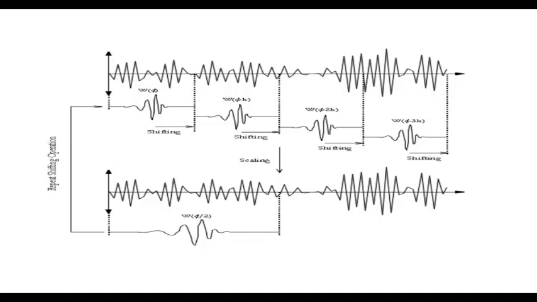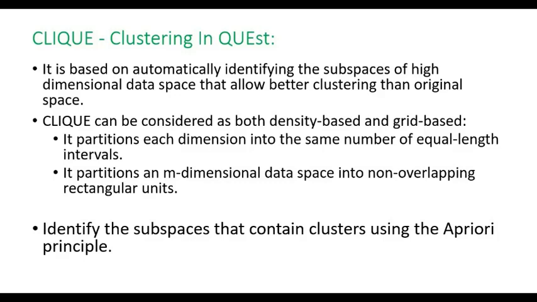And next, the third approach, CLIQUE clustering. It was proposed by Agrawal and Raghavan in 98. It is based on automatically identifying the subspaces of the high-dimensional data space, which allows better clustering than the original space. It can be considered as both a density-based and grid-based method. It partitions each dimension into the same number of equal-length intervals.